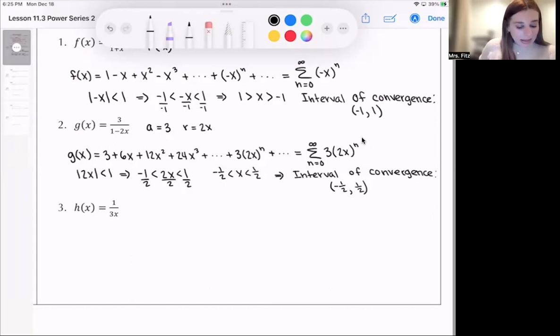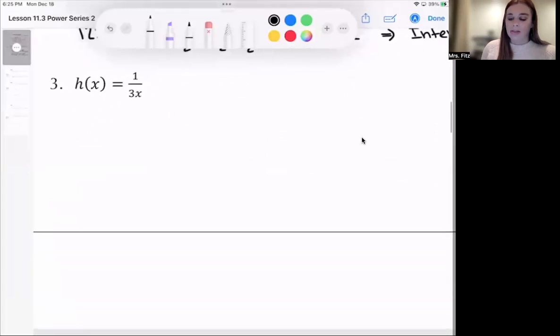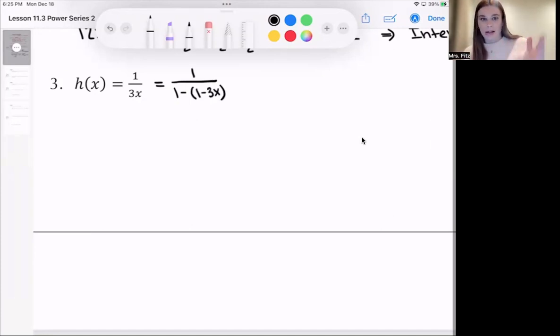Okay. Last one. This one's a little bit tricky because we need to do some rewriting before we're really ready to do this problem. So this is not in a over 1 minus r form, but you can kind of manipulate it to be. So here's my trick. We can actually write this as 1 over 1 minus (1 minus 3x). Okay, so notice when I subtract 1 minus 1 is 0, minus negative 3x is 3x. This is still equivalent. So now I can say that my a, my first term, is 1, and my common ratio, r, is 1 minus 3x.